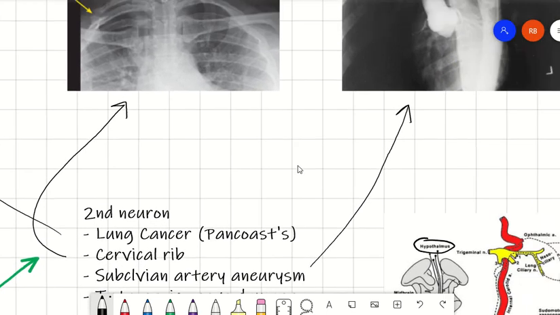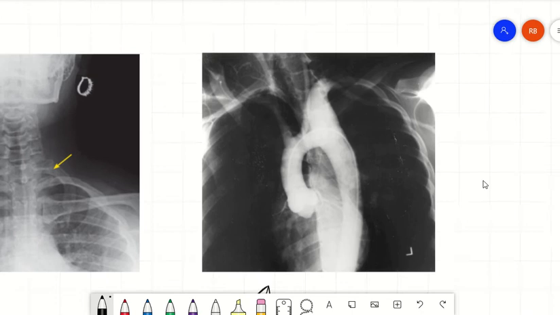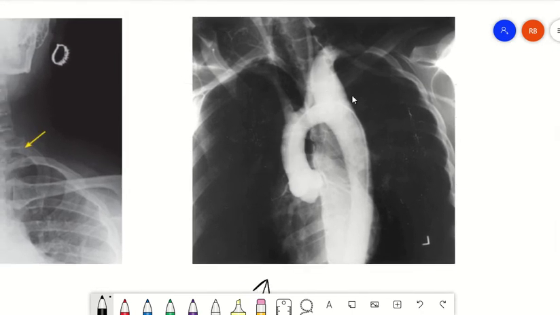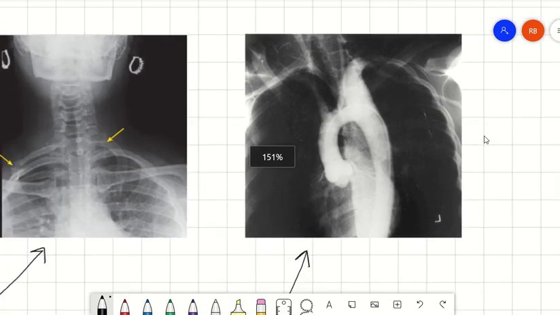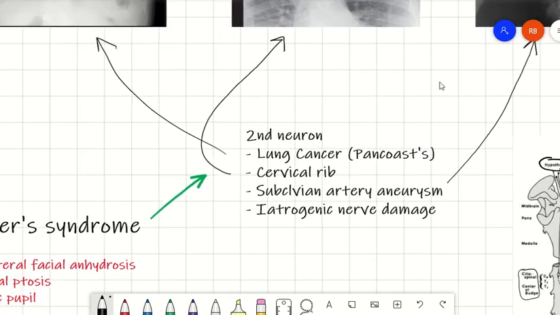Next, we've got subclavian artery aneurysm. Here with my cursor, that's where the aneurysm is. So really close to sympathetic fibers. If you've got a compression there, again, leads to Horner syndrome.